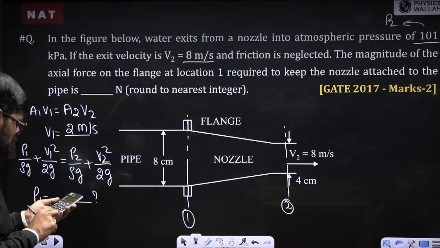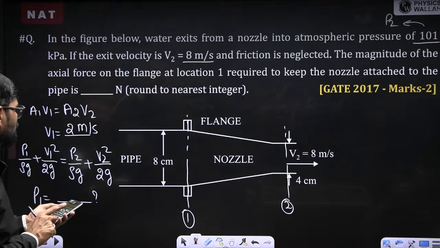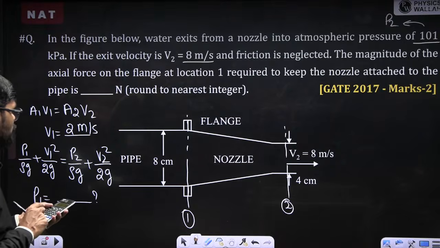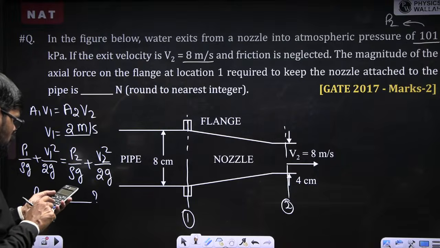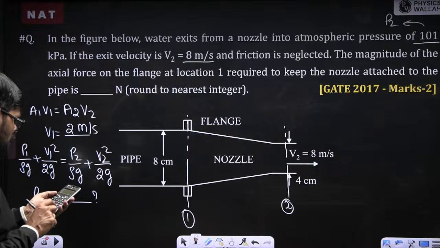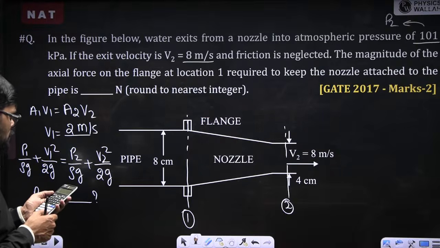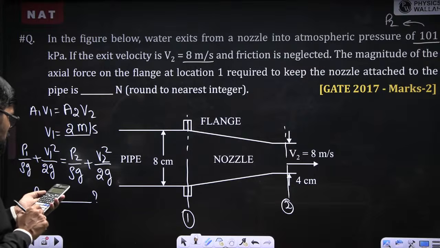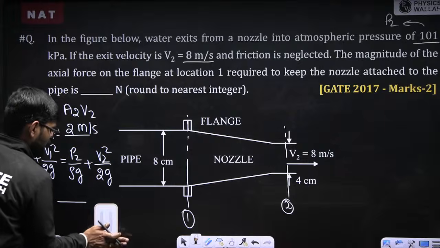Because V2 is given, V1 we need to find out, right? So 4 squared, 8 squared. Yes, correct. And P1, this pressure value, will come how much?